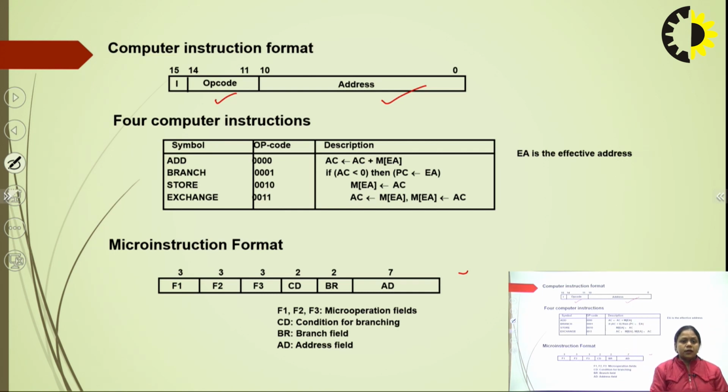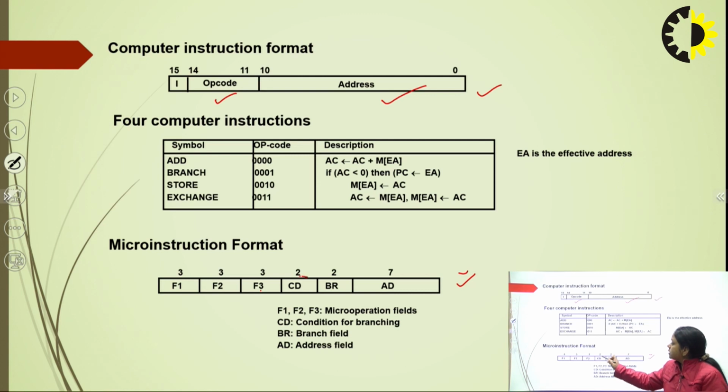So, you should understand this is the difference between the micro instruction format and the computer instruction format. This is a user instruction format. Now, you can see here this is the micro instruction format. This micro instruction format is totally different from the computer instruction format. You can see here we have 3 micro operation fields, F1, F2 and F3, where we perform 3 micro operations. Each micro operation field is 3 bits.